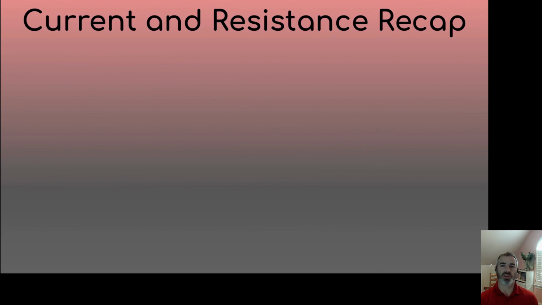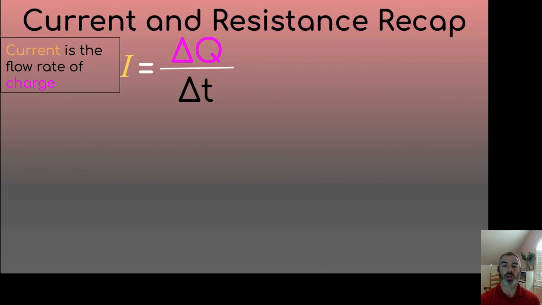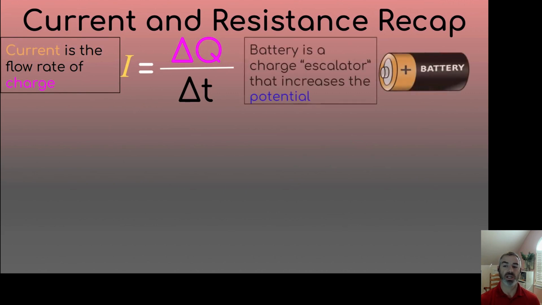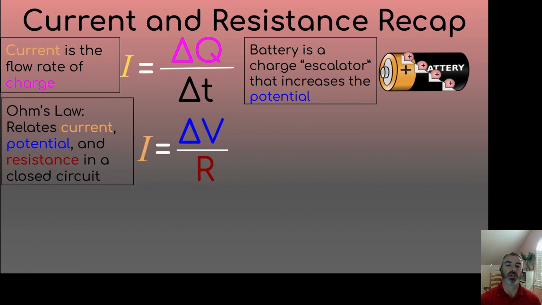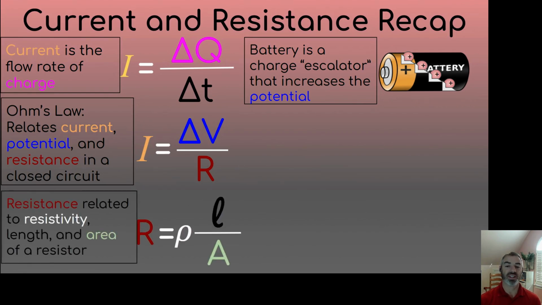So let's recap all these equations for our current and resistance. The current is the rate of charge flow, which is I equals delta Q over delta T. A battery acts as a charge escalator, and it increases the potential from a positive charge going from the negative side of the battery to the positive side to then be released into the circuit to allow it to drop potential through resistors. Ohm's law relates current, potential, and resistance in a closed circuit. I is equal to delta V over R. Resistance is related to resistivity, the length and the area of a resistor. R is equal to rho L divided by A.